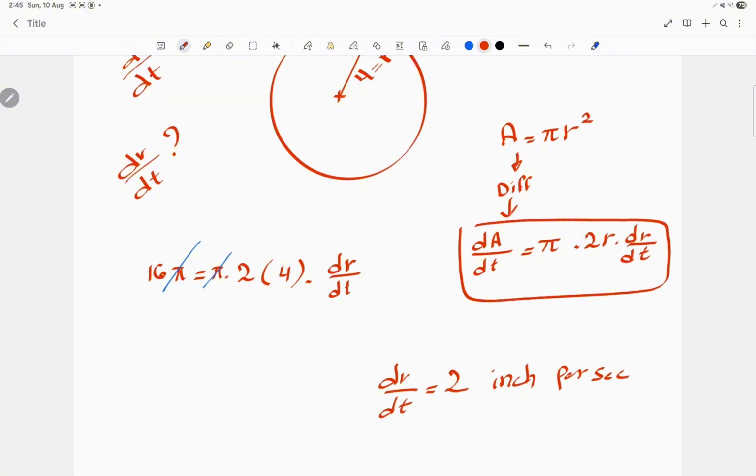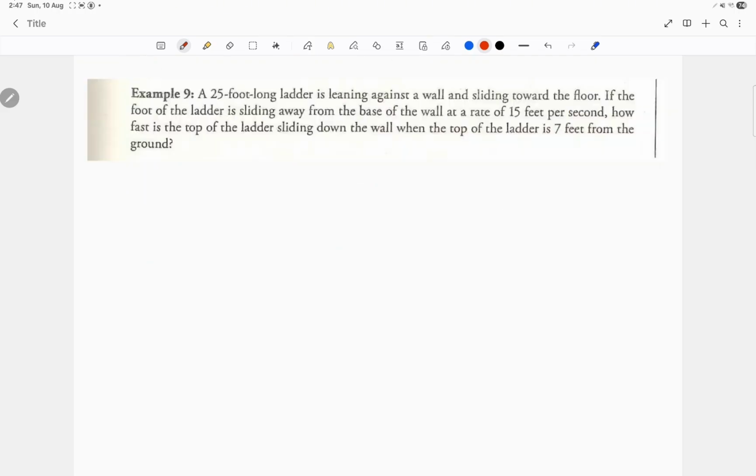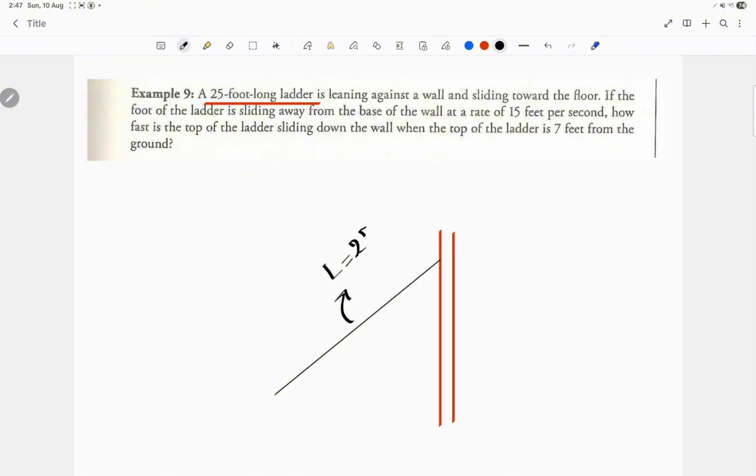Let's do another question right now. Guys, we have a 25-foot long ladder leaning against the wall. Here's the wall, and here's the ladder leaning against it. Whose length is how much? 25 foot.